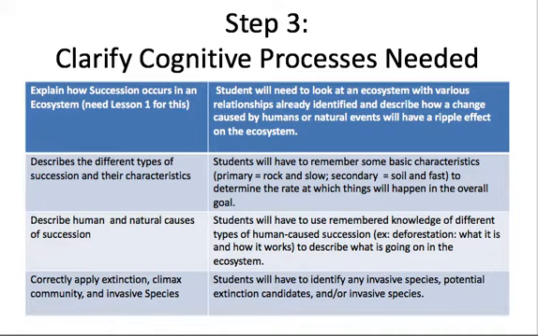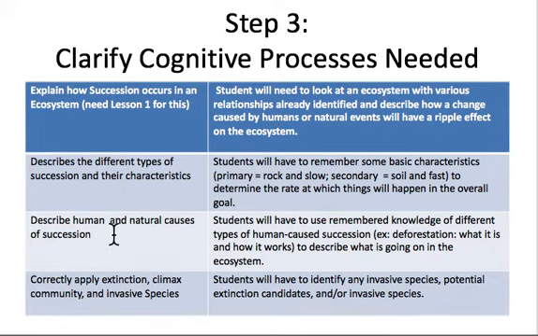So if I start with my sub-goals and I say that students describe the different types of succession and their characteristics, well, students will have to remember some basic characteristics of primary and secondary succession, and also something about how fast succession typically occurs in either case. And again, it is pretty simple stuff.